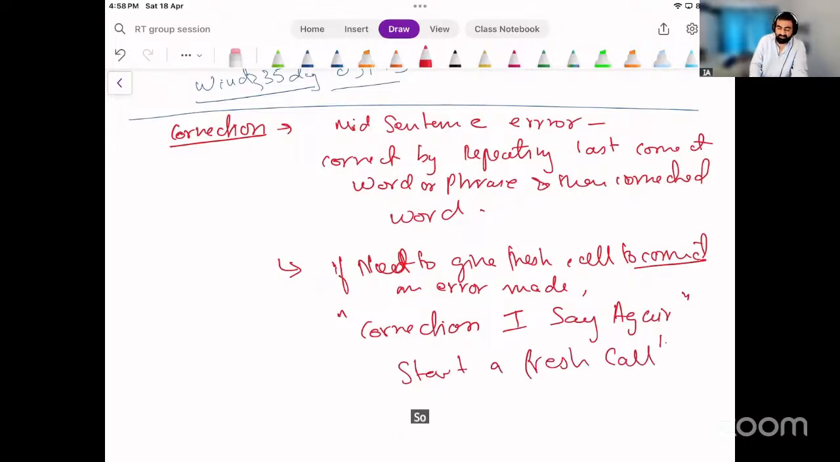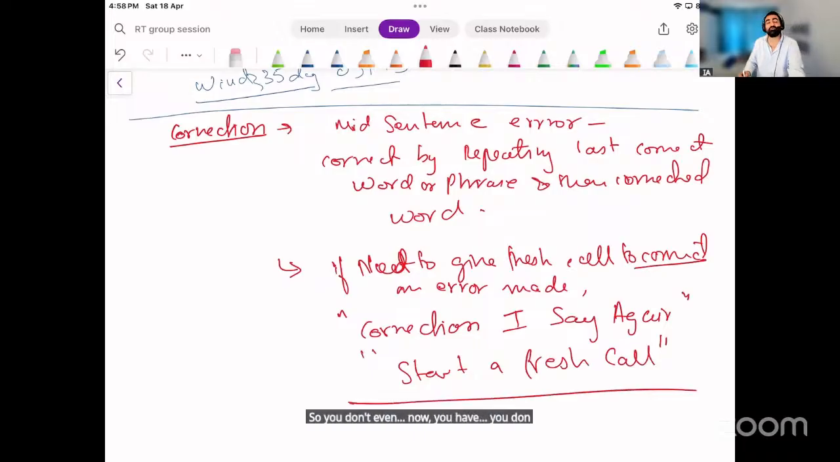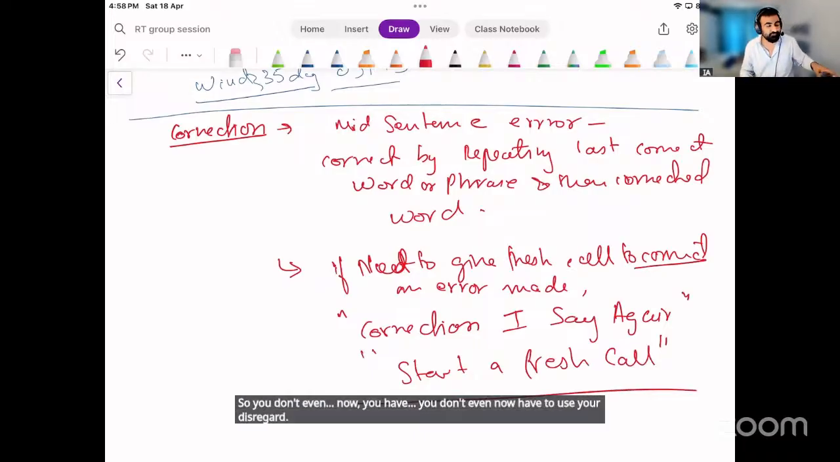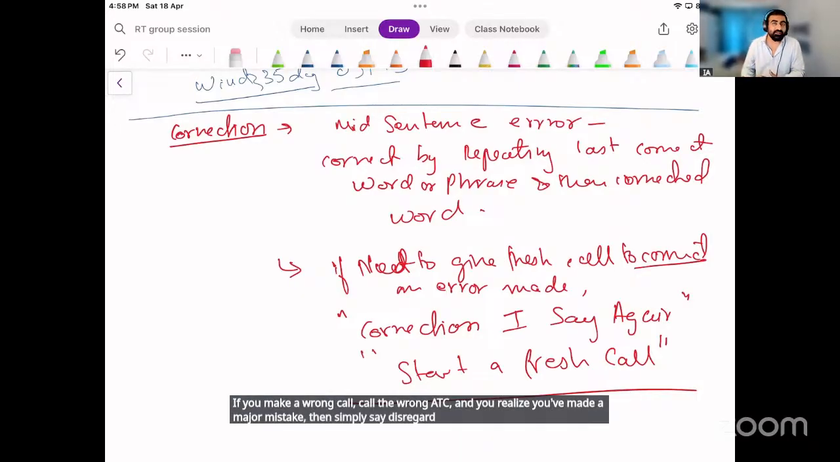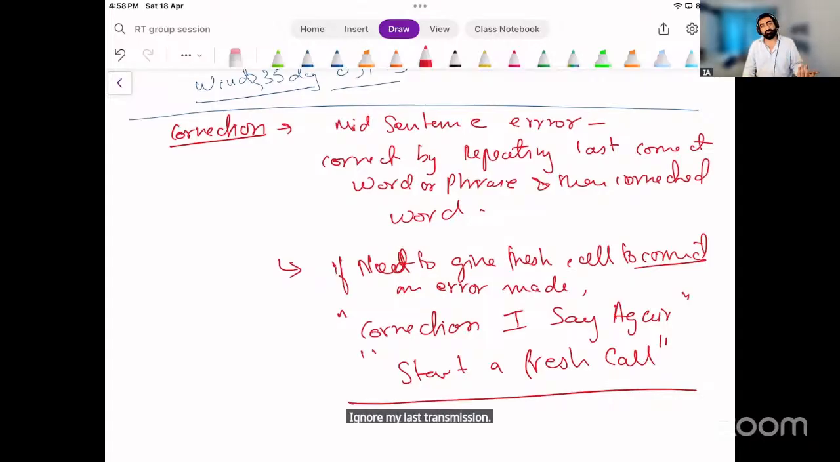So you don't even have to use your disregard. If you make a wrong call, a wrong ATC call, and you realize you made a major mistake, then simply say disregard, that is, ignore my last transmission, and then you give a fresh call.